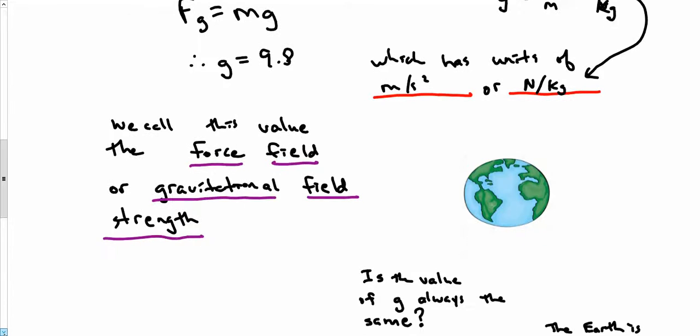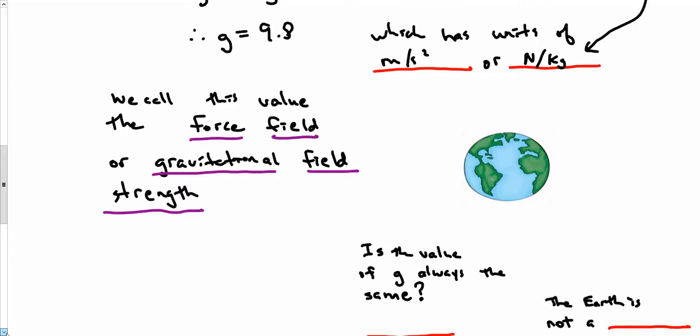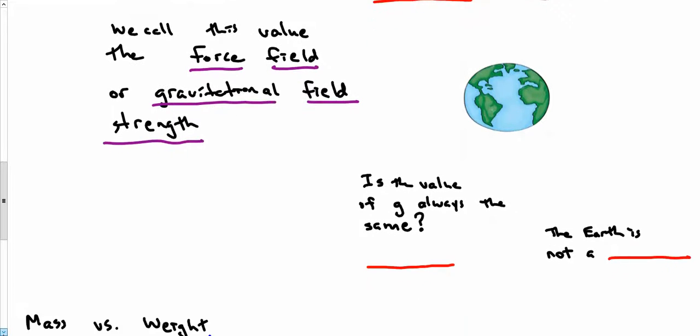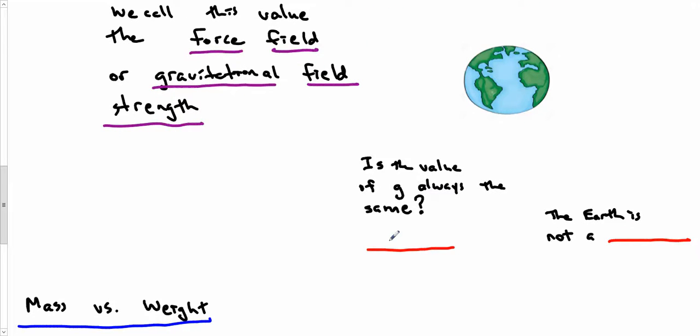And we call this value the force field or gravitational field strength around the Earth. Is the value of g always going to be the same? Nope. Because as you notice here in this picture, the Earth is not a perfect sphere. Yes. So here we're wider than at the poles.